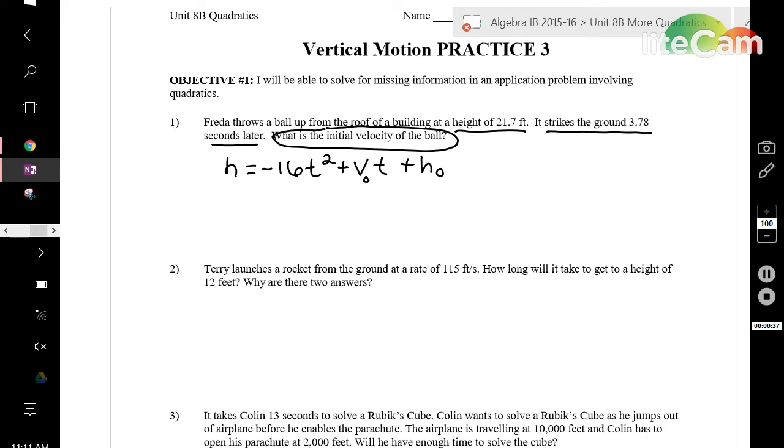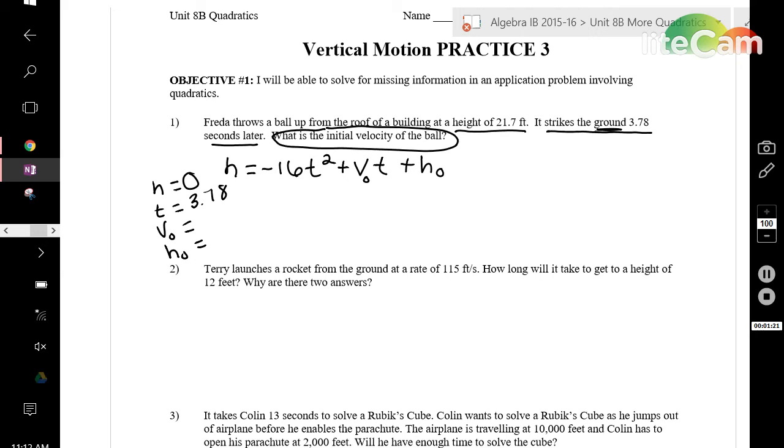If we're analyzing this problem, let's see what information was given. So there's a variable of h, a variable of t, the velocity, and the starting height. So remember, h by itself is the ending height of the problem. In this case, this says that the ball strikes the ground. So the height, if it's on the ground, is 0 feet. If it's on the ground, it's 0 feet above the ground, and that's the end height. It did give me a time. It says 3.78 seconds. So for t, 3.78.